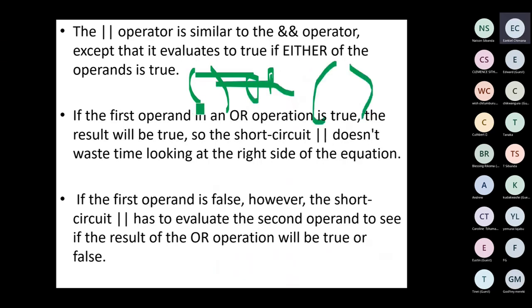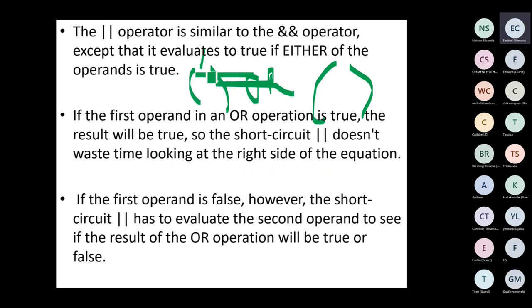We have got an OR here. If either of these ones is true, then it will execute what comes in that block. So if the first operand in an OR operation is true, the result will be true. So the short circuit OR doesn't waste time looking at the right side of the equation.